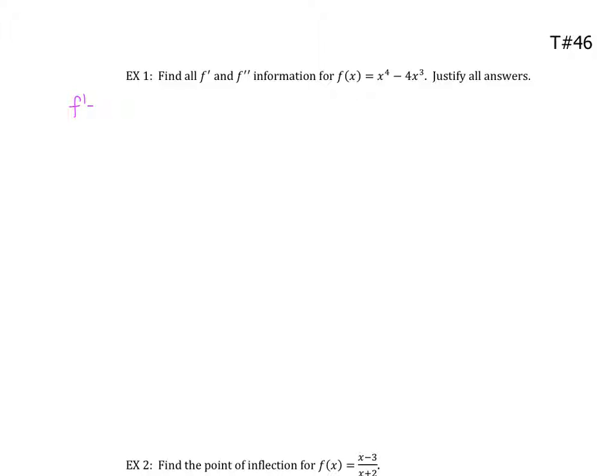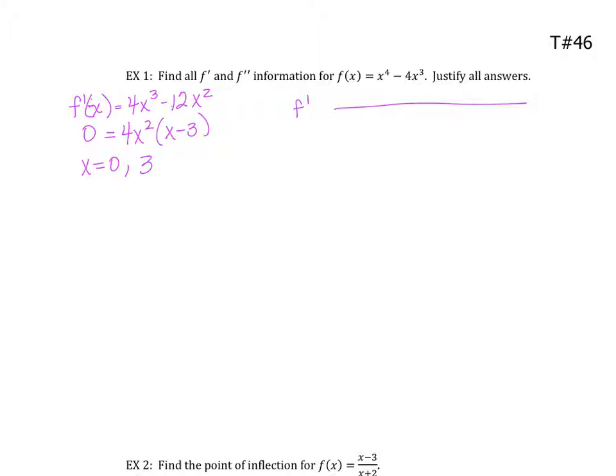So here we go. What do we have for f prime of x? F prime of x would be 4x cubed minus 12x squared. And I'm going to go ahead and do a factoring step: 4x squared times (x minus 3). I can kind of tell that by looking. I'll set it equal to 0 and say that f prime equals 0 when x equals 0 and x equals 3. So that means if I do a sign analysis on f prime, I'm going to put 0 and 3.